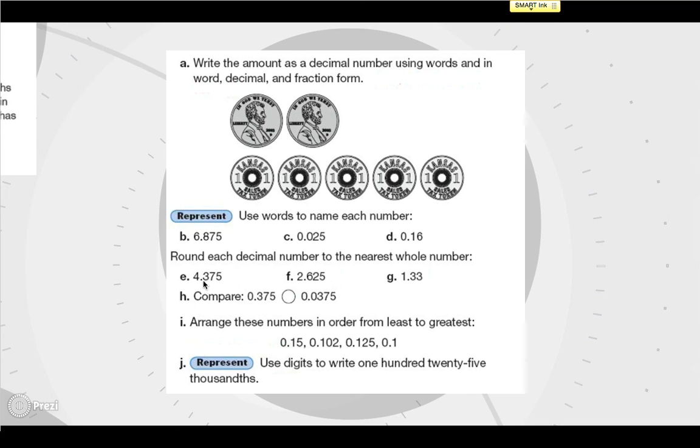Rounding's pretty simple. Look at the tenths place first. That's where you figure out if you round up or not.